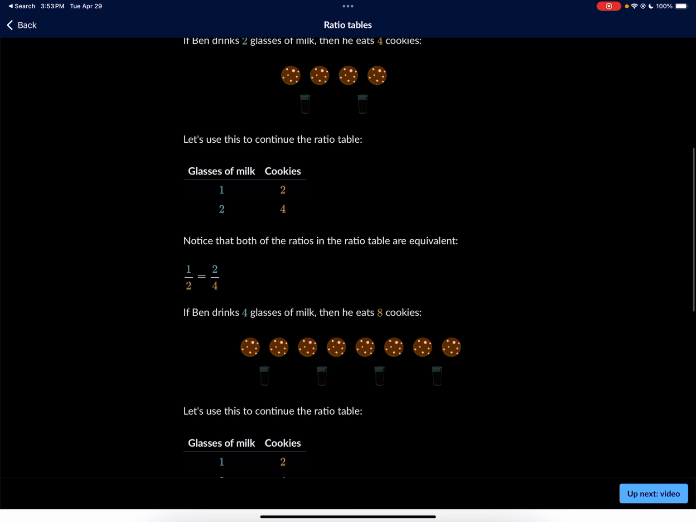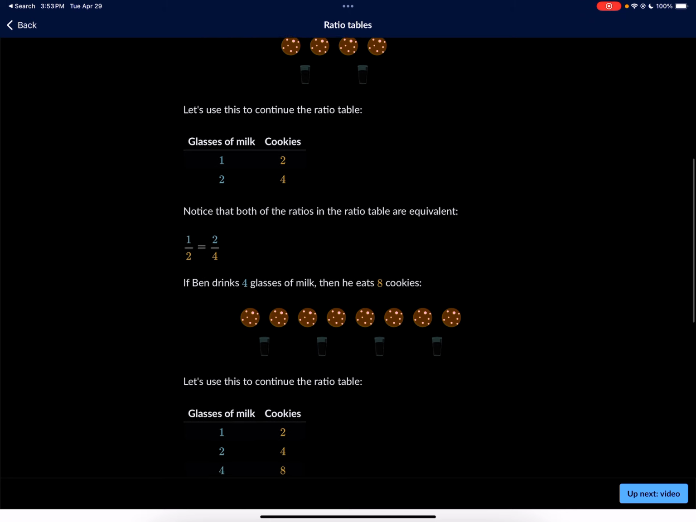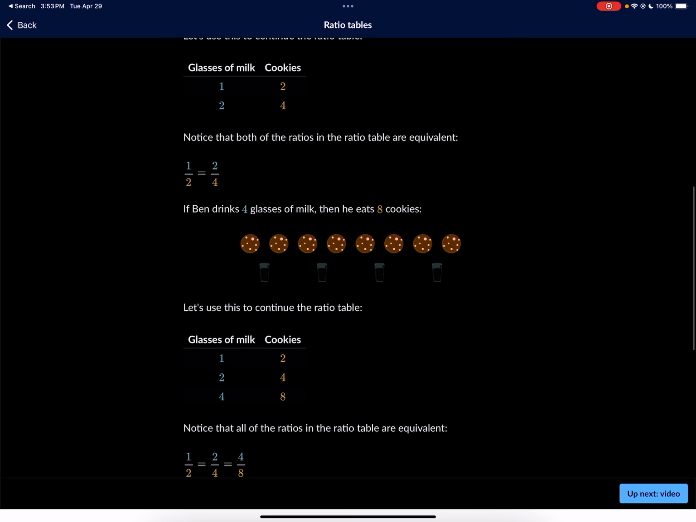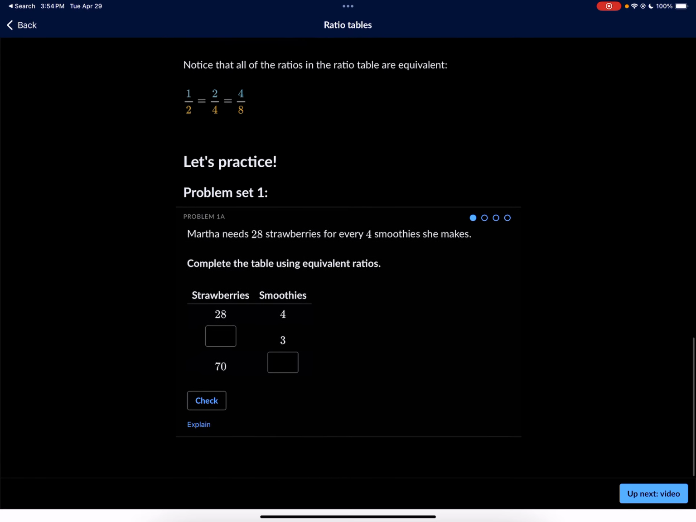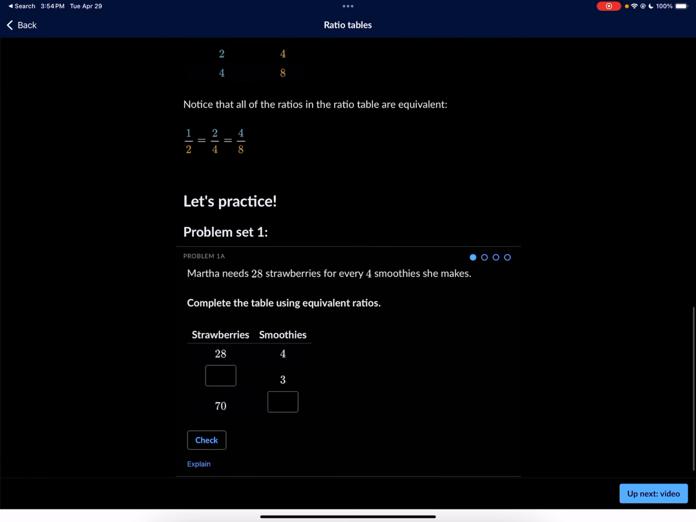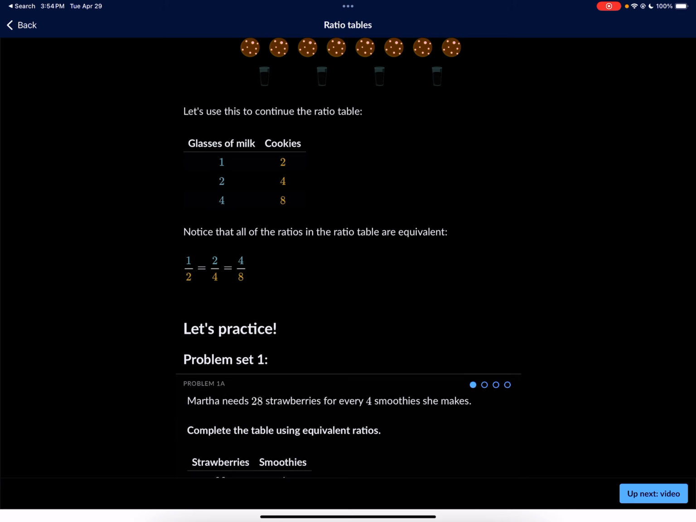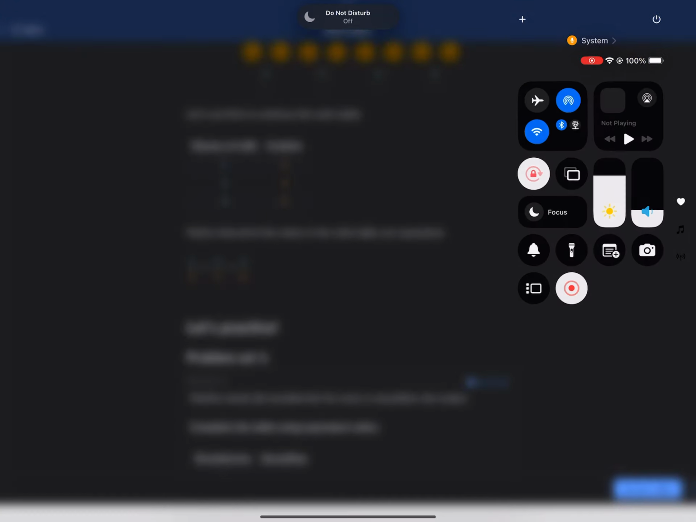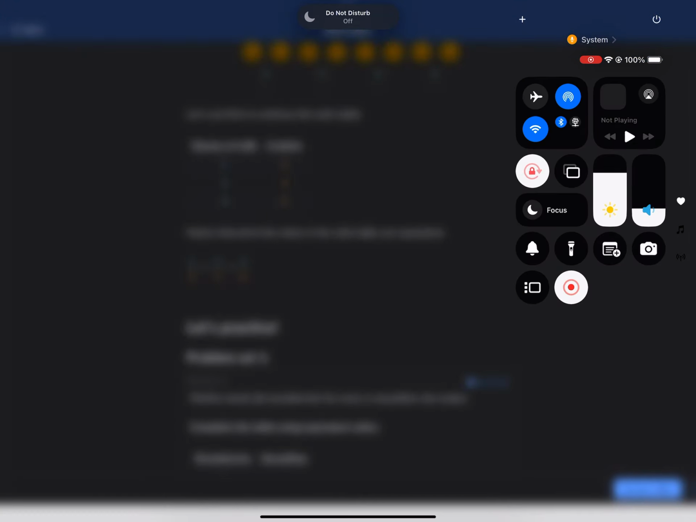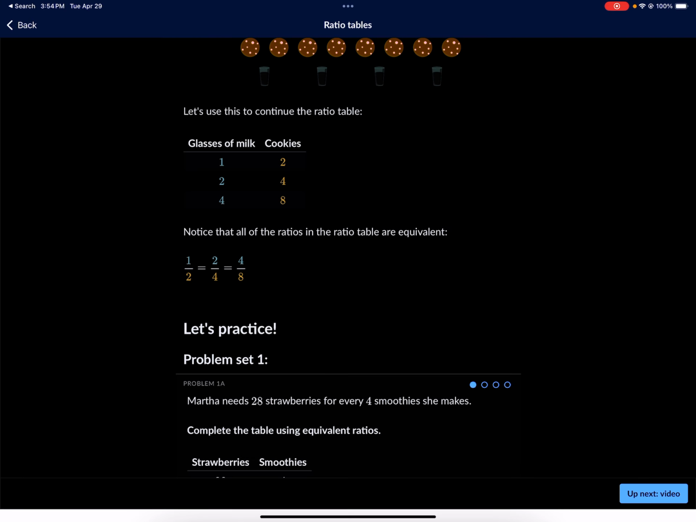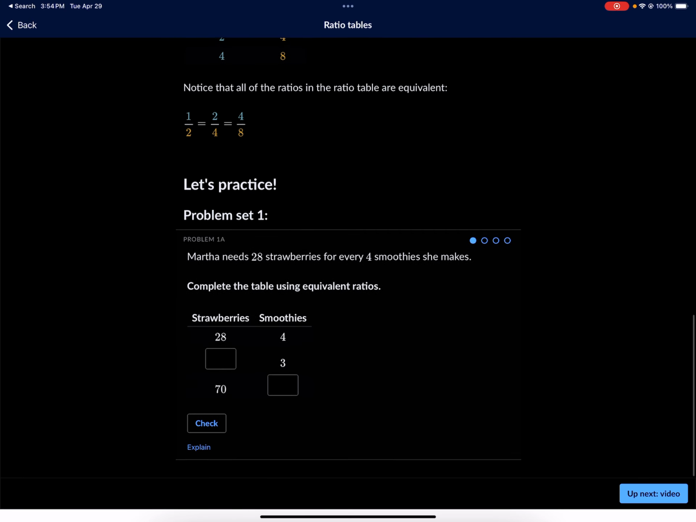We have 1 glass of milk and 2 cookies. Now notice how both of the ratios in the ratio table are equivalent. If Ben drinks 4 glasses of milk, he eats 8 cookies. So it's 2 cookies per glass of milk. Notice how all the ratios in the ratio table are equivalent. Now I know I can't draw, but what would happen if it was 8 glasses of milk? How many cookies would it be then? 16. Good.